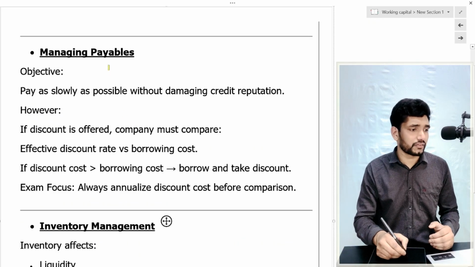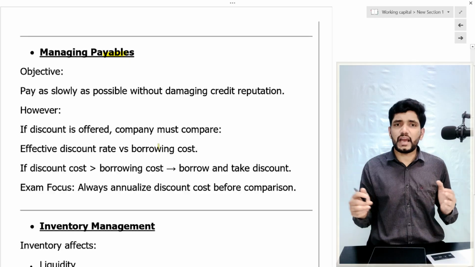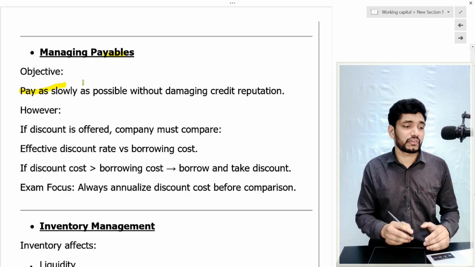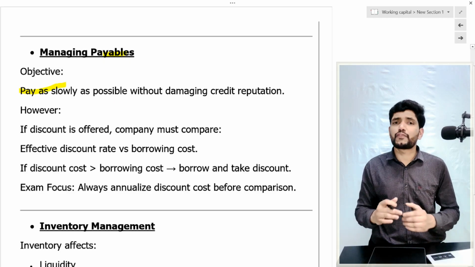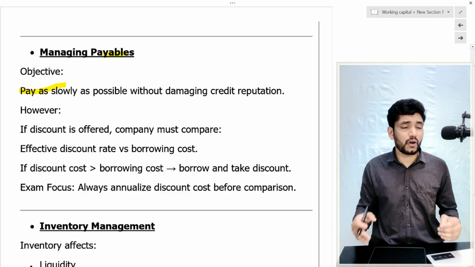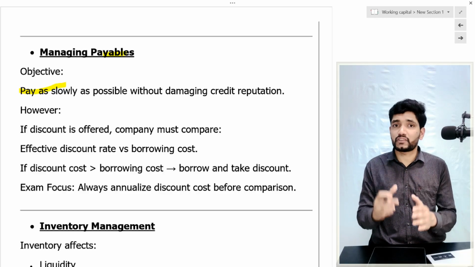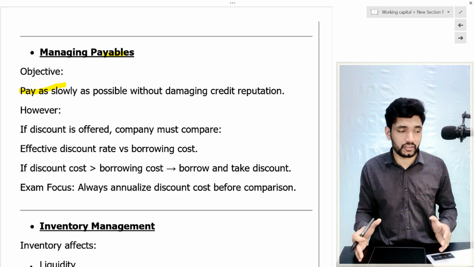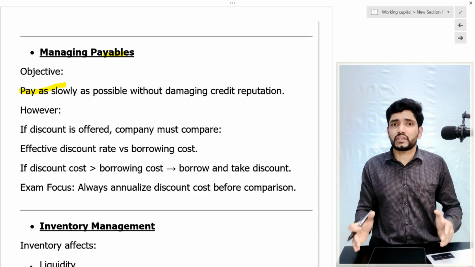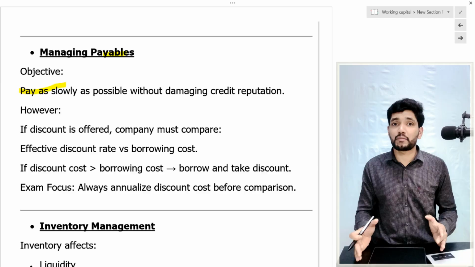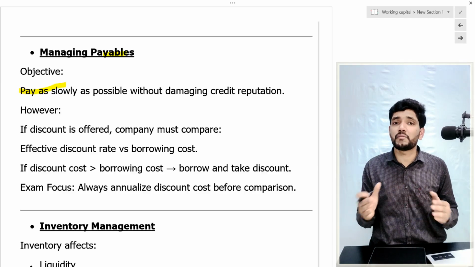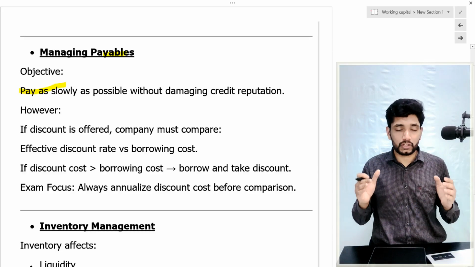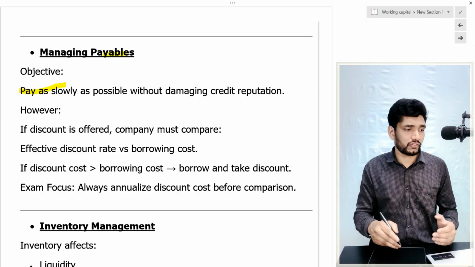Then managing payables. Normally, the objective for payables is to always pay as slowly as possible without damaging credit reputation. If you delay too much, it will damage the company's credit reputation. It will affect future transactions and supplier relationships as well. So the key objective of managing payables is to slow the payment without affecting the credit reputation in the industry.